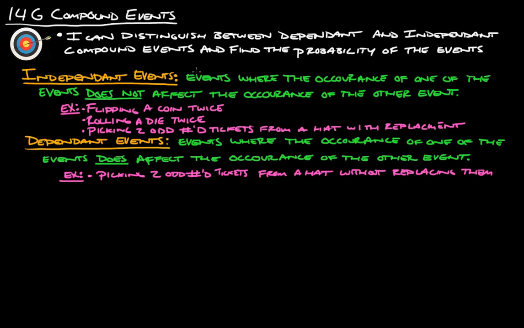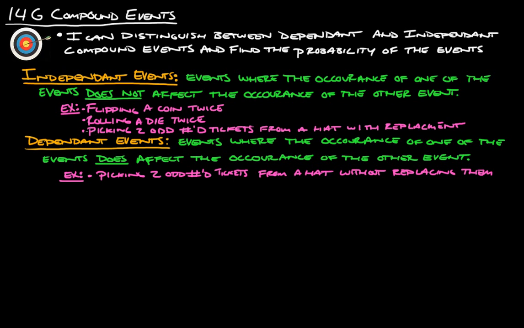Independent events are events where the occurrence of one of the events does not affect the occurrence of the other event. For example, flipping a coin. It doesn't matter what happens on the first flip or the second flip or the third flip or whatever. The next flip will always have a 50-50 chance of getting heads or tails. Actually, I guess officially it would be a 100% chance of getting heads or tails, but 50% chance heads, 50% chance tails.